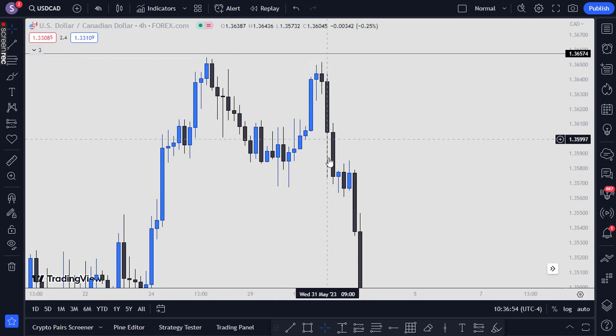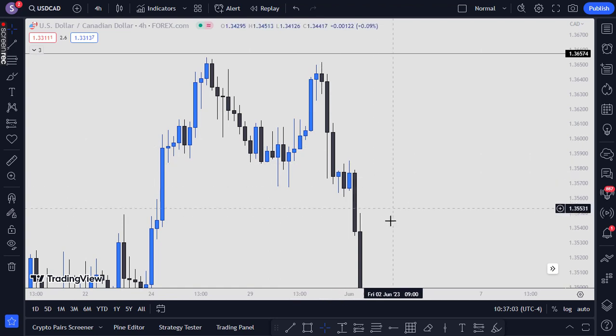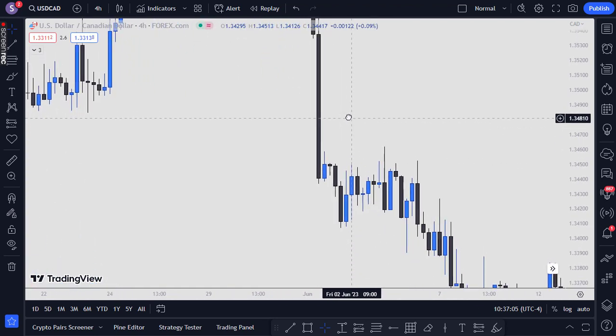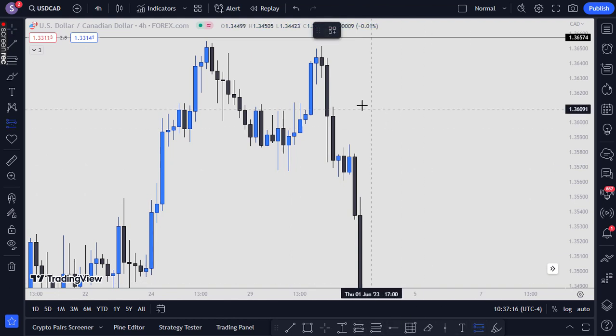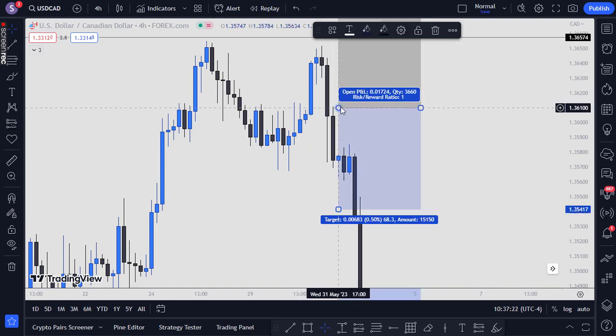So we have a market structure shift right here. We broke this recent swing. We left the fair value gap and price kept going. Now, if you remember the 2022 model, what Michael talks about is you want to see a market structure shift, then a fair value gap, and you enter on that fair value gap.